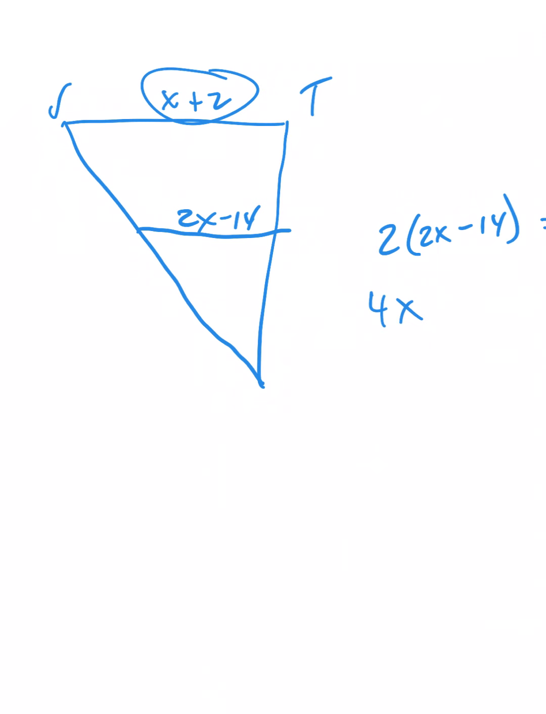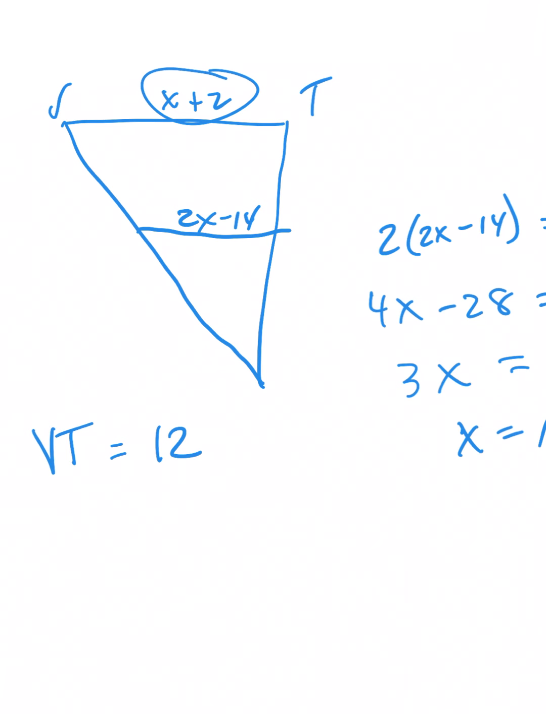So 4x minus 28 equals x plus 2. So 3x equals 30 when I add 28 to both sides and subtract x from both sides. So x equals 10. So the big guy, VT, or TV, equals 12, right? And now, just to make sure, what is 20 minus 14? That is 6, so it makes sense, okay? 12 is the answer because that's what they're asking for.